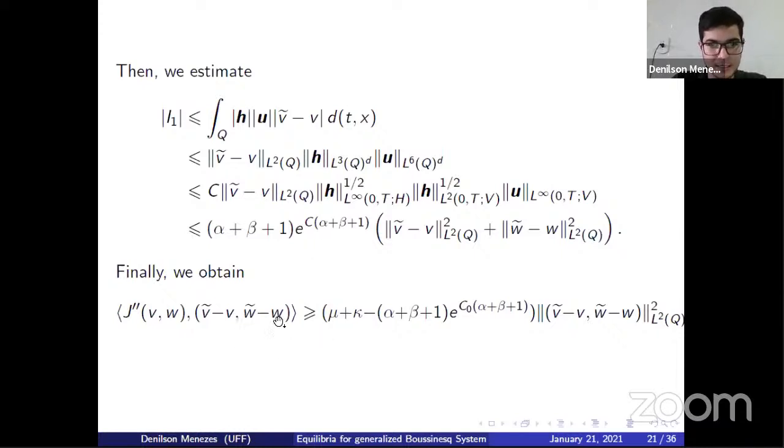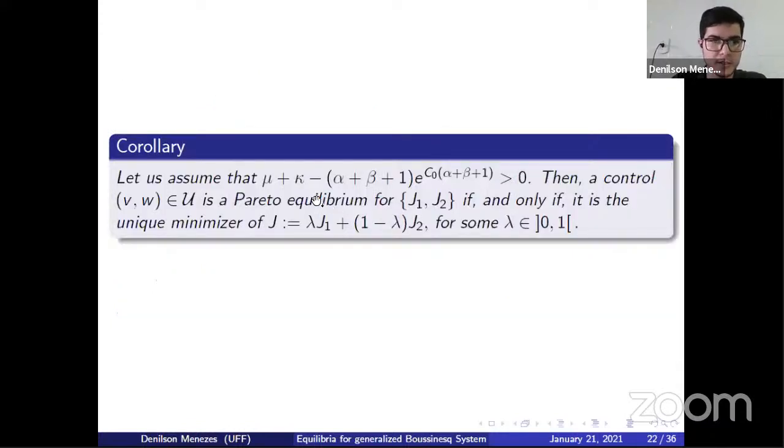We find this inequality and observe that if this constant is positive, we conclude that our functional is strictly convex. So in the next result, we consider this constant positive. So the functional has a unique minimum, and we conclude that the control is a Pareto equilibrium for J1 and J2 if and only if it is the unique minimizer of J. So this gives us a necessary and sufficient condition for Pareto equilibrium.